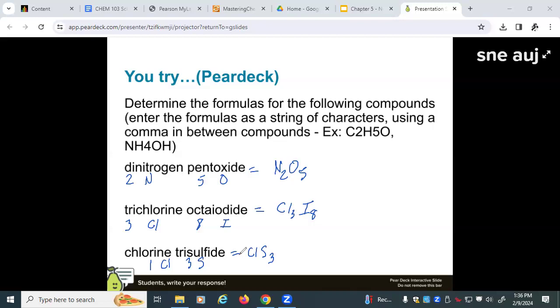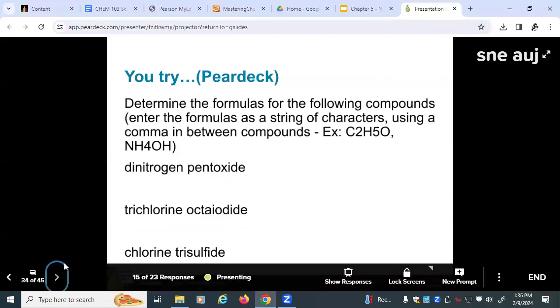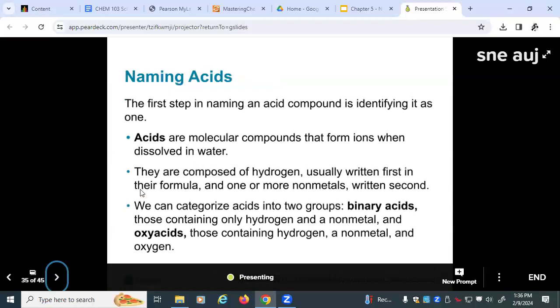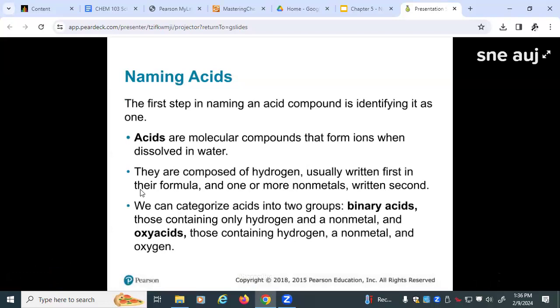All right, any questions with these? All right, so that's nomenclature for binary molecular compounds. Like I said, it's pretty straightforward. It's relatively simple, and that's good for us because that means that it should be easy to identify, easy to name.